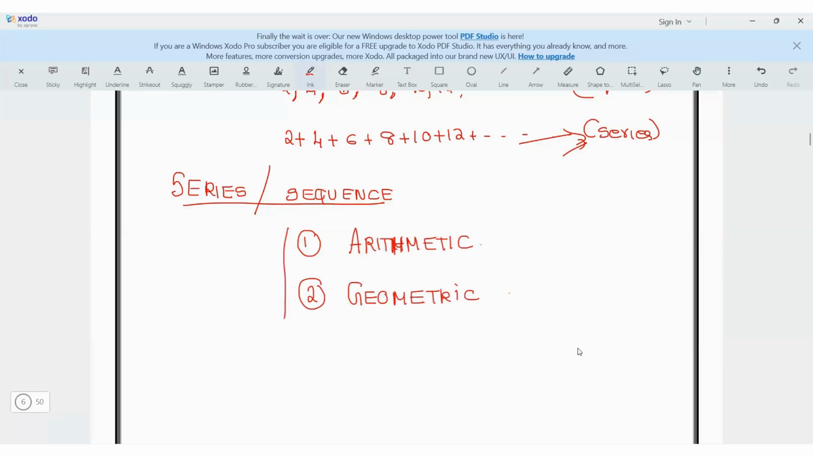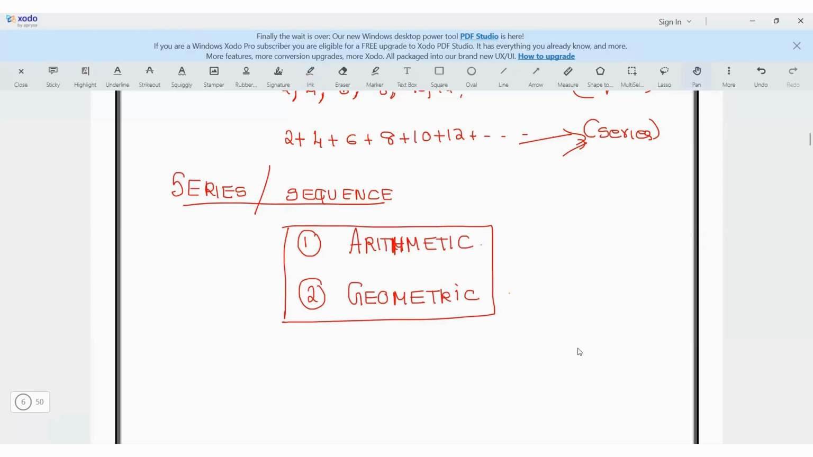So these are the two series you have to study in your syllabus. One is arithmetic and the other one is geometric. Geometric will be a new one for you, but arithmetic you have already studied, starting with the arithmetic series.